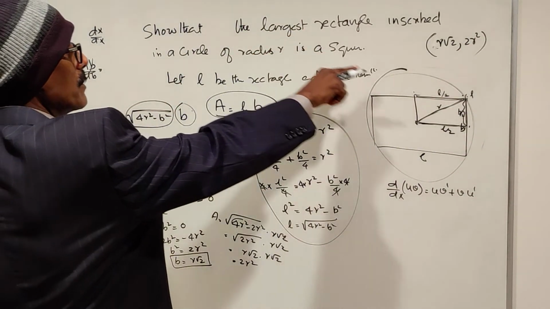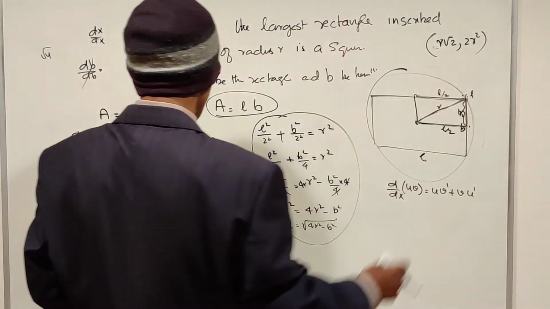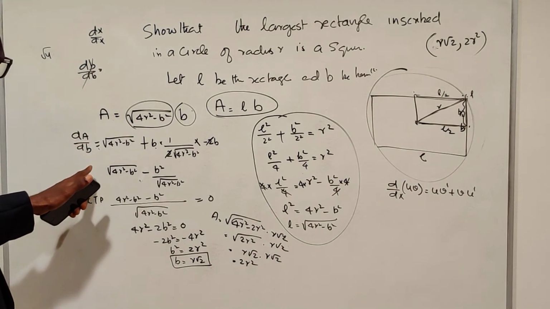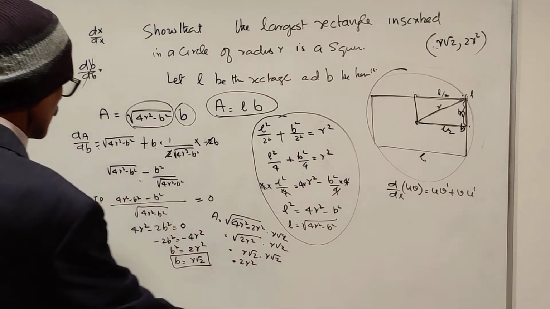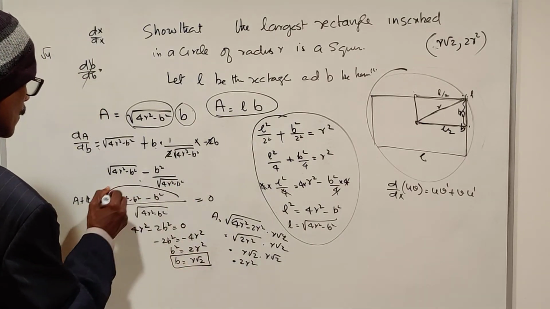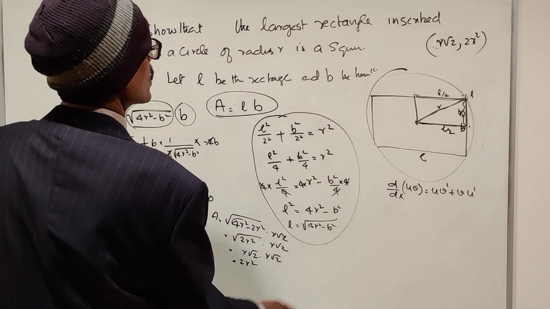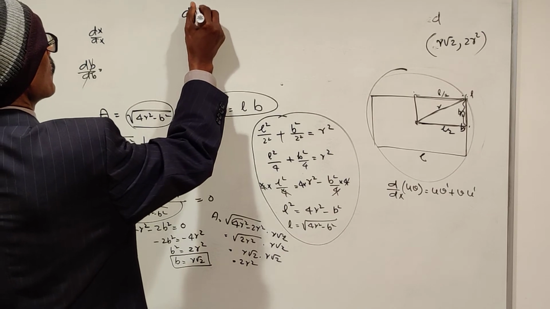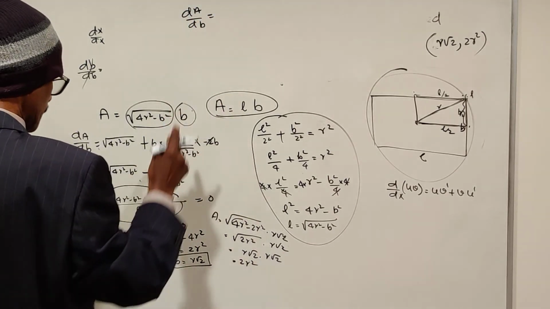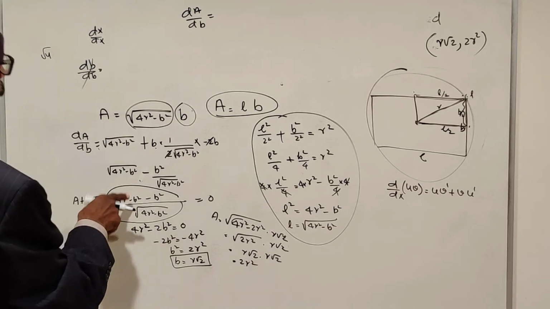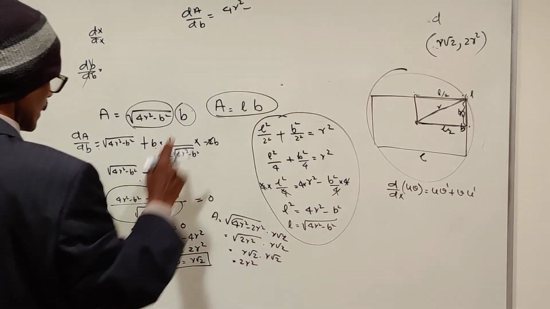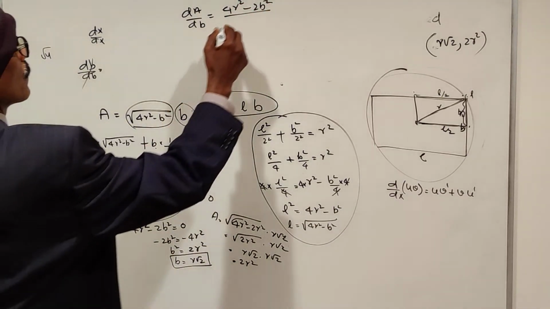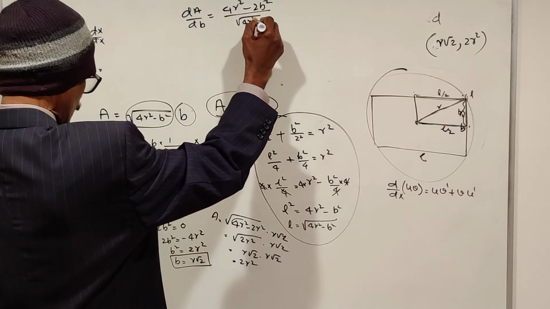Largest means maximum. 2R square is the maximum area. How can you show that? What is dA by dB? I'm going to write it one more time. dA by dB equals (4R square minus B square minus 2B square) divided by (square root of 4R square minus B square).